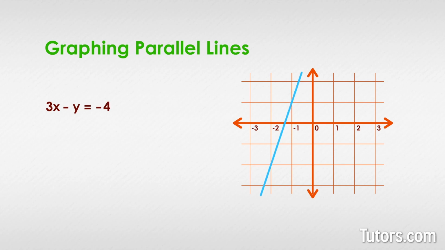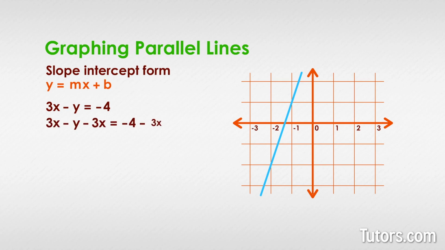Our line is established with the slope-intercept form, y equals m times x plus b. So we solve the first equation so it is changed to the slope-intercept form. Subtract 3x from both sides. Simplify. Divide both sides by -1, and you get y equals 3x plus 4.